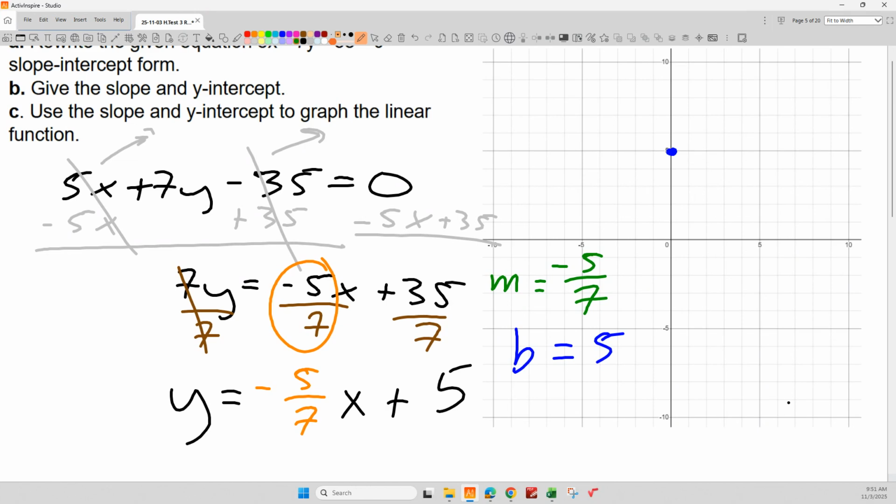There you go, slope triangle. Remember, if it's a negative slope, the negative always goes in the top. So we're going to rise by negative 5. That way we always run to the right. We get a second point right there. And then the technology will do it for you. Just connect and extend. Okay?